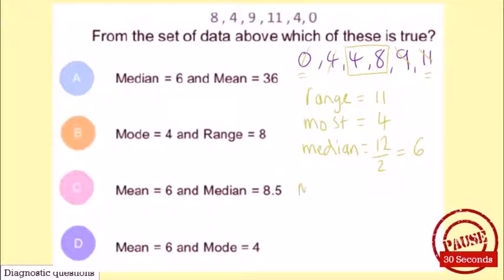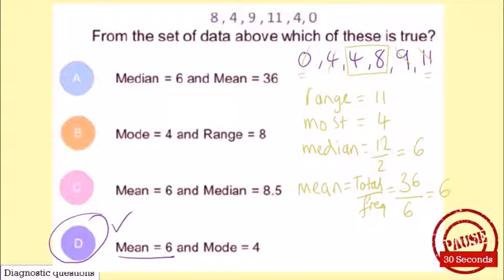So 4 and 8 is 12, divided by 2 is 6. And lastly, the mean average is the total divided by the frequency, and that adds up to 36. There are 6 numbers in total, so the mean is 6. Right, so therefore D would be my correct answer because we have a mean of 6 and a mode of 4.